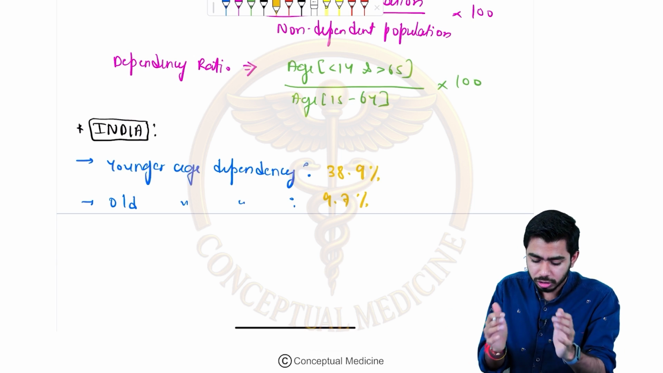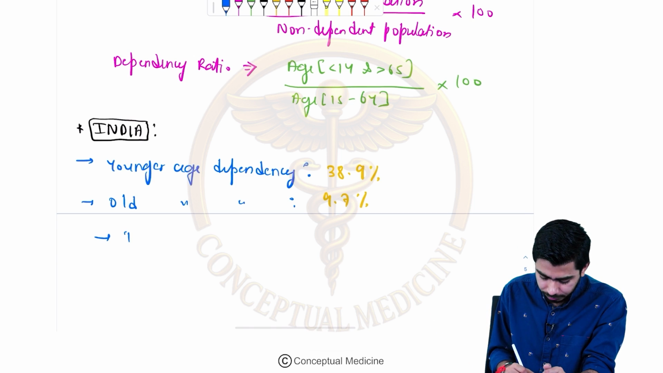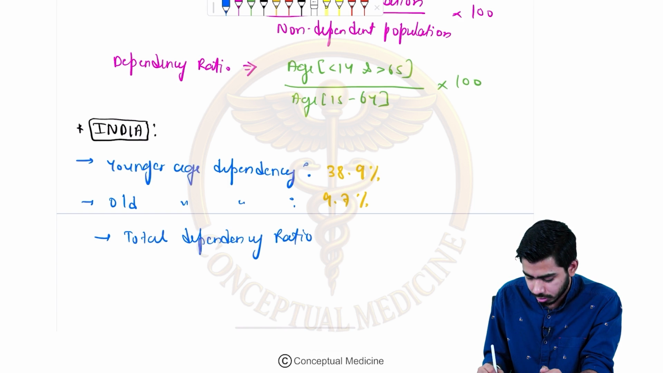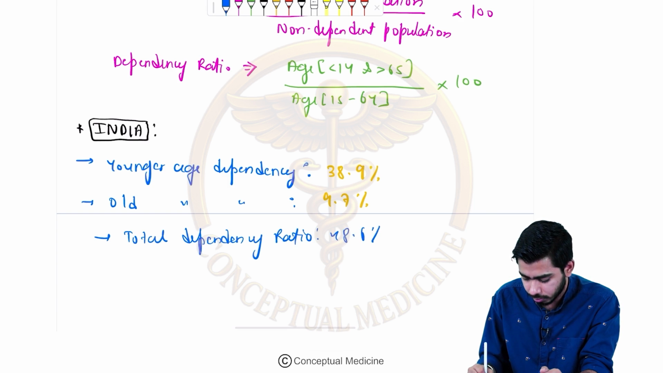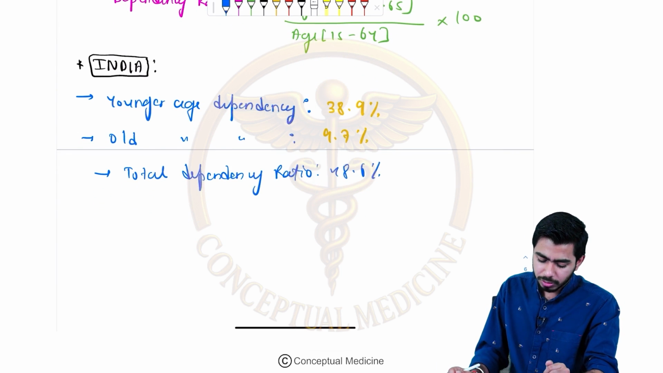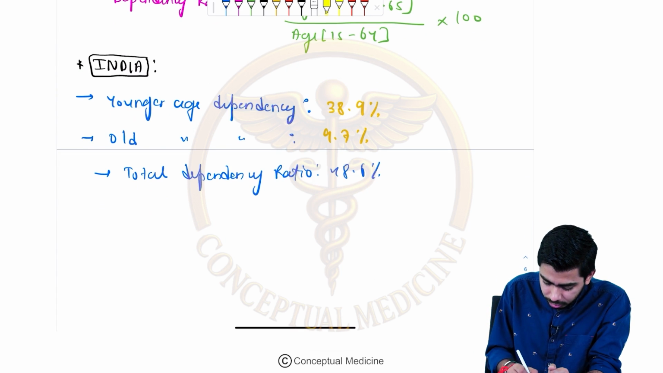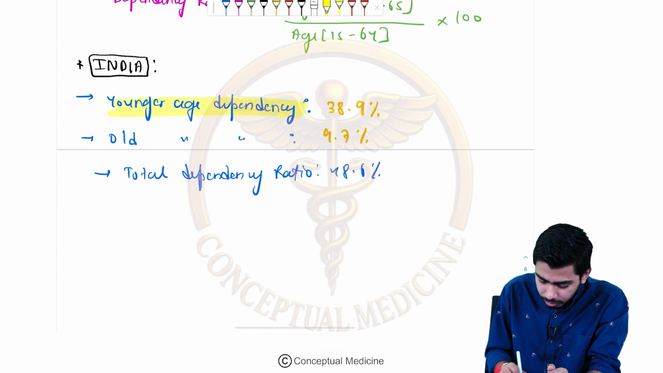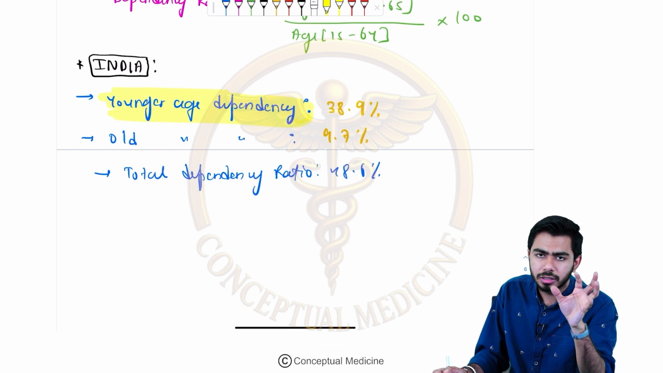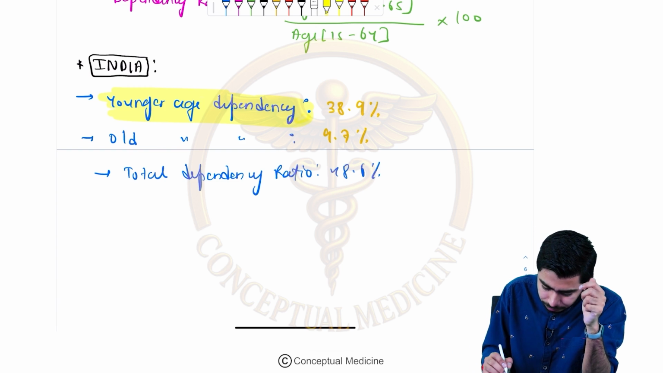If you do the total sum of these things, the total dependency ratio is around 48.6%. You can actually calculate that by summing these up. The major contributor is our younger population, the younger age dependency ratio, which is 38.9%. So majorly younger people are contributing in India.